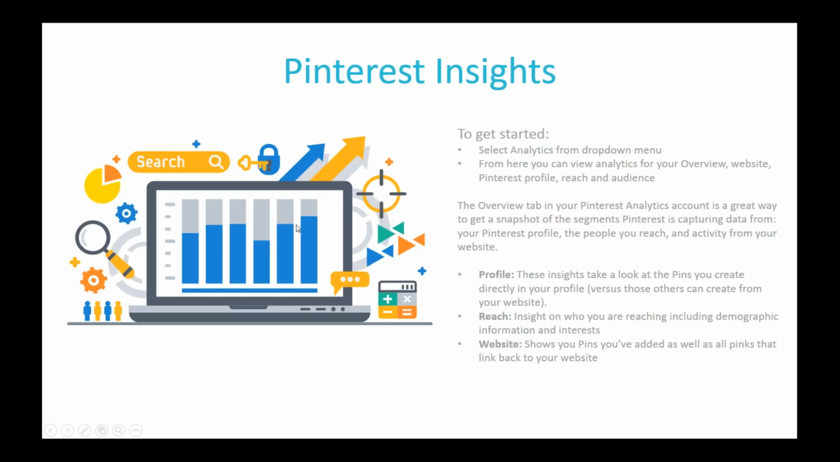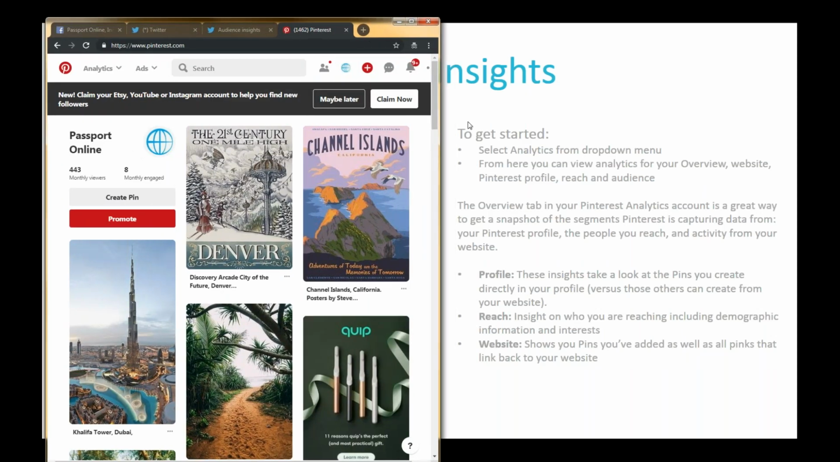So to get started on Pinterest, let me come over here one more time. I'm in a business page. If I were on my personal page, I wouldn't have the same kind of menu bar up top. To get started, I'm going to select analytics from my drop-down menu. And then these are the different things I can look at. So I can get an overview, profile, the people you reach, which would be your audience, website, and then more information on the audience. And this is a new feature that they have. So we'll just kind of walk through these just like we've done on the other pages.